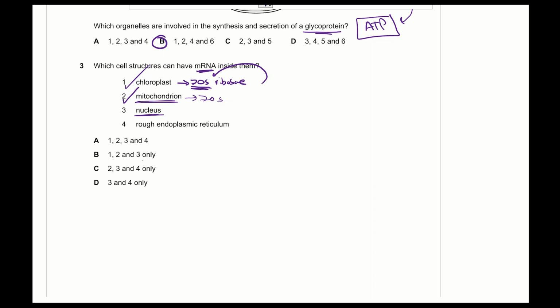Now, for 3, nucleus. We know that the process of mRNA transcription occurs in the nucleus. Therefore, the nucleus does have the mRNA inside of it. Now, 4, rough endoplasmic reticulum. We know that 80S ribosomes are found on the rough endoplasmic reticulum. Therefore, the mRNA is translated on top of the rough endoplasmic reticulum inside the ribosomes. Therefore, the rough endoplasmic reticulum does not actually have the mRNA inside it, they have the mRNA inside the ribosomes, which are found on top of the rough endoplasmic reticulum. Therefore, this is incorrect, and the answer is going to be B.